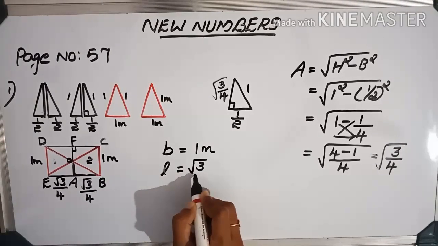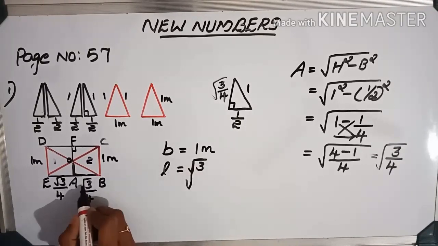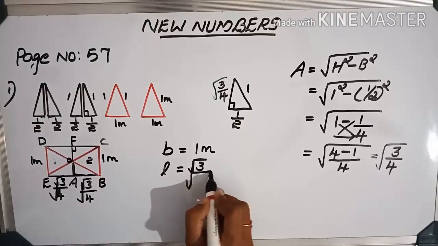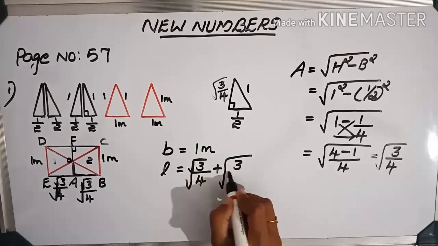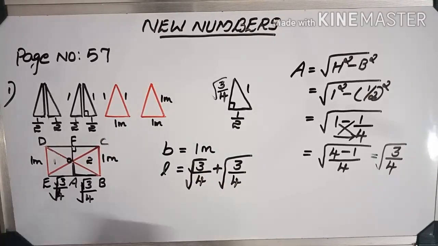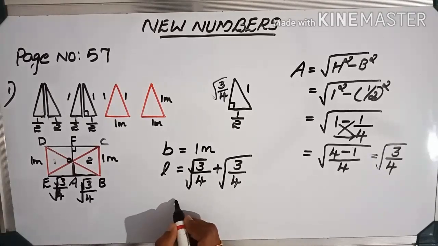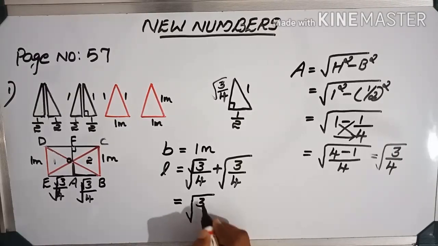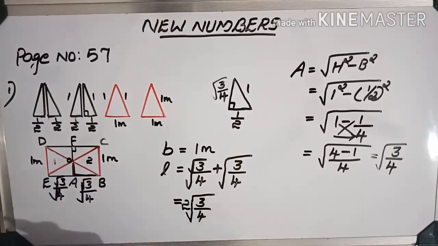Now length equal to root 3 by 4 and root 3 by 4. So root 3, here whole root 3. Here also it is whole root 3. So root 3 by 4 plus whole root 3 by 4. Now we have to add. Total 2 root 3 by 4 are there. So answer will be what? Whole root 3 by 4. How many root 3 by 4 here? So 2. So 2 whole root of 3 by 4.